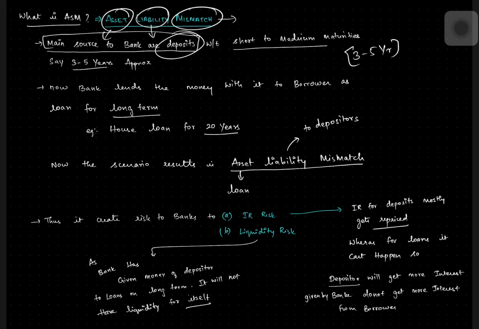Okay, now what happens when banks get this kind of money from the depositor? It cannot keep the money with them, so it has to make profit using that money, correct? So what it does, it gives loans to the borrowers, it gives money to the borrower as loans.